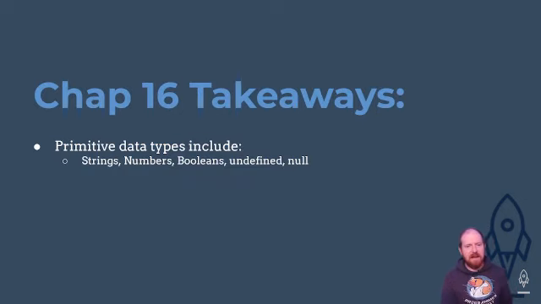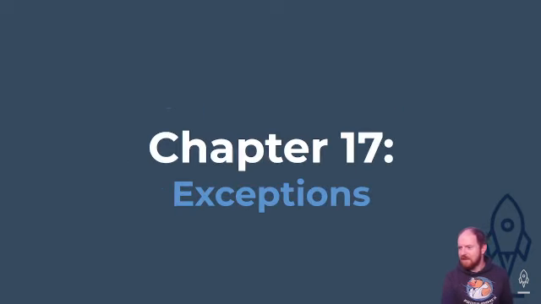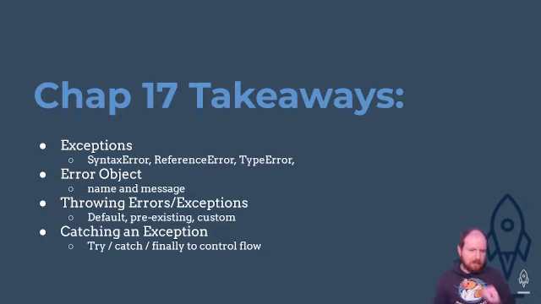Chapter 16, data types. I don't know why they either didn't include this at the beginning or they just don't include it somewhere else. But they added some primitive data types for us called undefined and null. So we've talked about strings, numbers, booleans, but now they have undefined and null. And that was about it for the chapter. So pretty easy chapters. Exceptions, here we go.